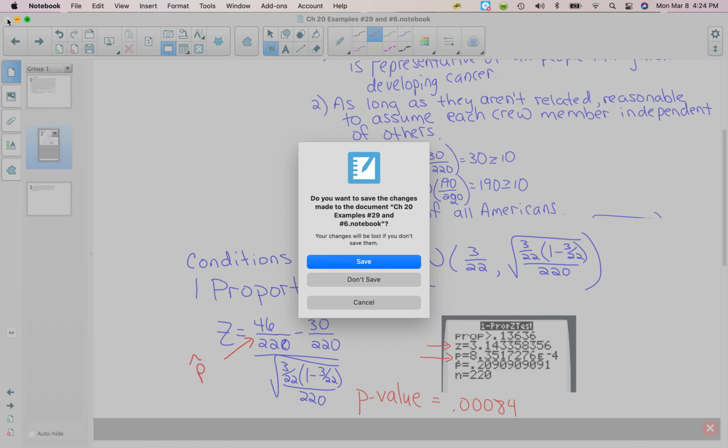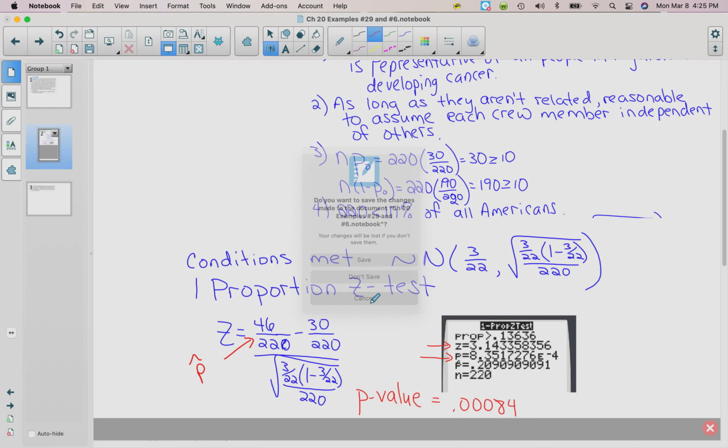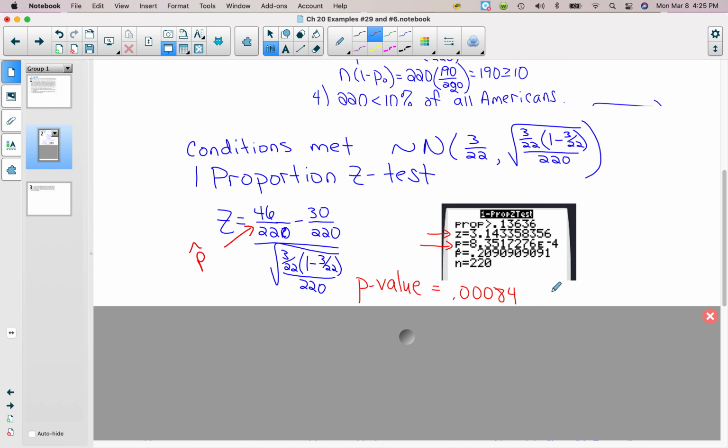Let me close that and get, whoops, don't want to do that. Okay, so going on here, talking about what all these things mean. This is your test statistic, which is what you would get if you cranked this out in your calculator. Remember what that means? That means our value is over 3 standard deviations above the mean. So that's unusual.